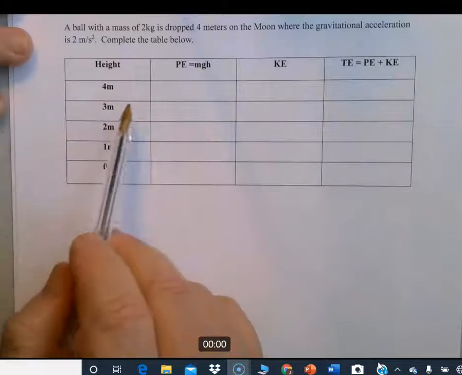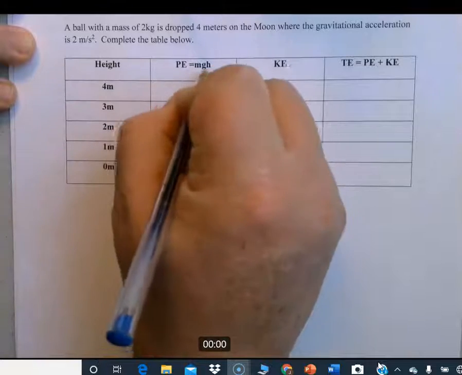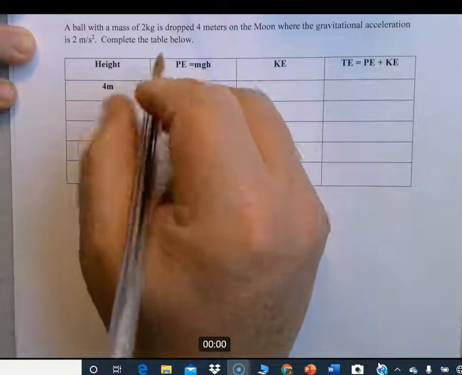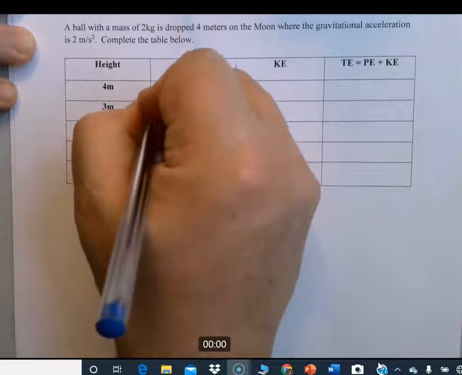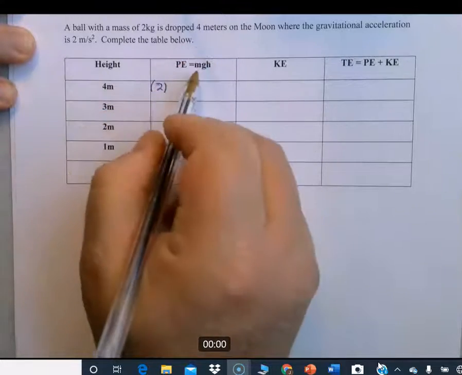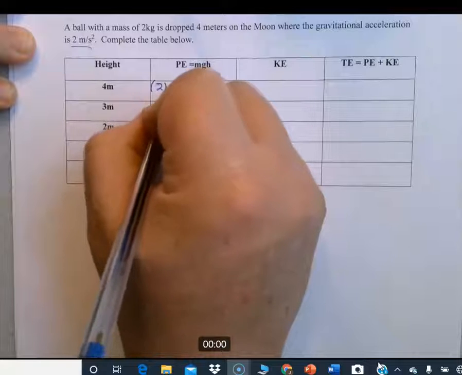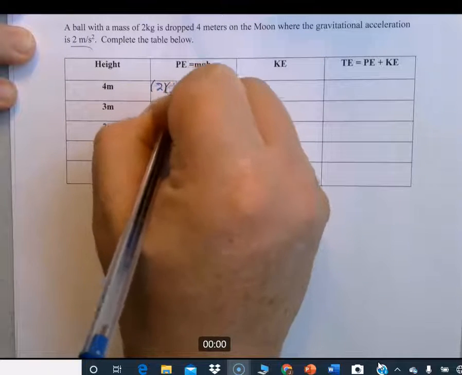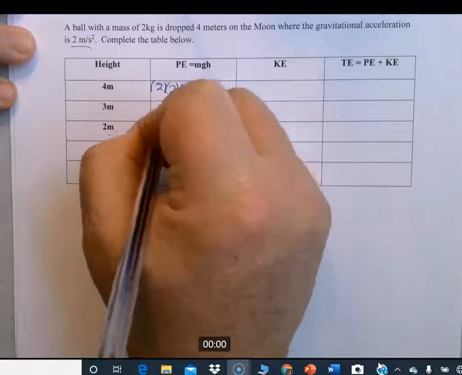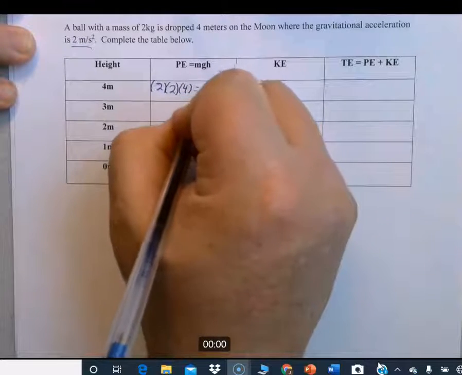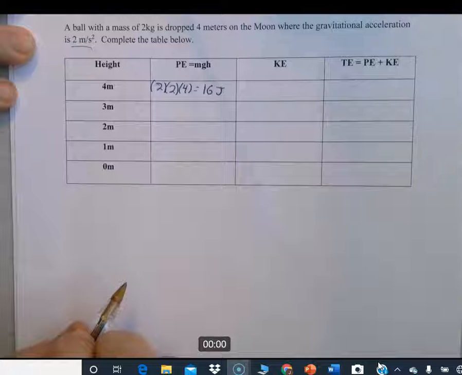Okay, so when the ball is 4 meters off the ground, then there's the formula right there. So the mass gives us the mass of 2 kilograms. The gravitational acceleration is this number right here. It's 2 meters per second squared. And the height it gives us is 4. So 2 times 2 times 4 is going to equal 16. And the unit of measure for any kind of energy is a joule, J.